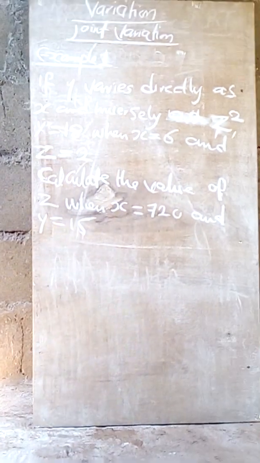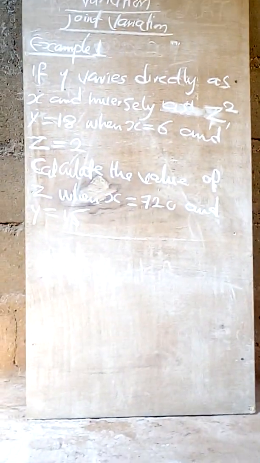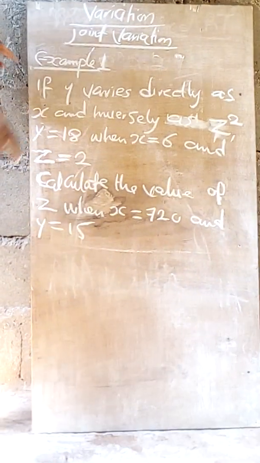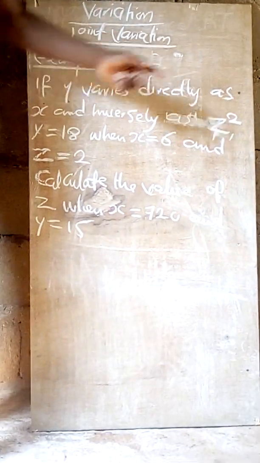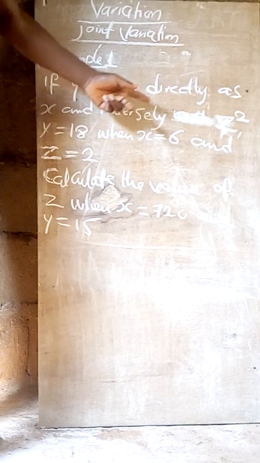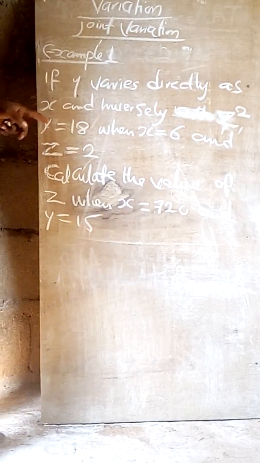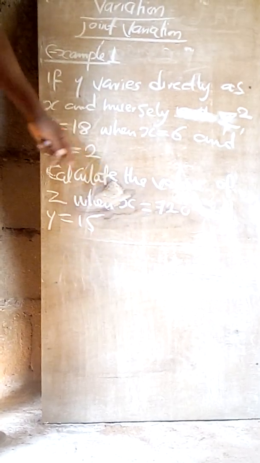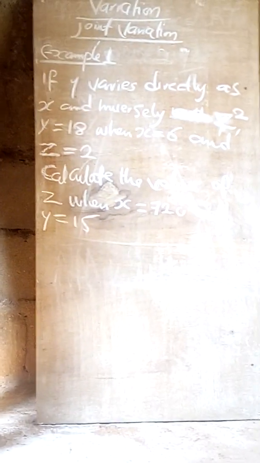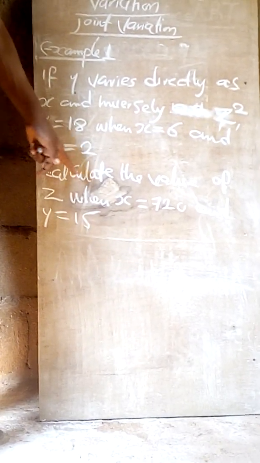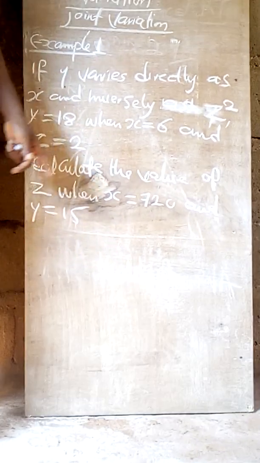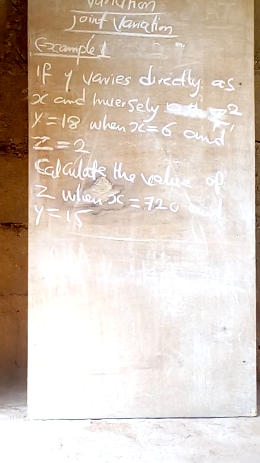This is just an example of what we shall be looking at. Now see what we have on the board. Example: if y varies directly as x and inversely as z square, y is equal to 18 when x is equal to 6 and z is equal to 2. Calculate the value of z when x equals 720 and y equals 15.